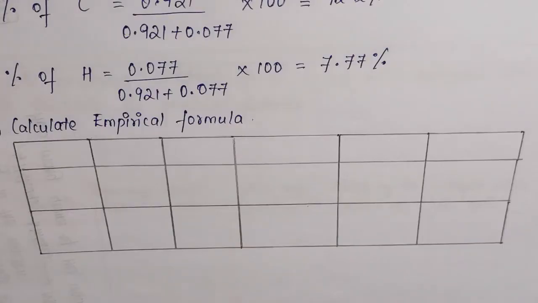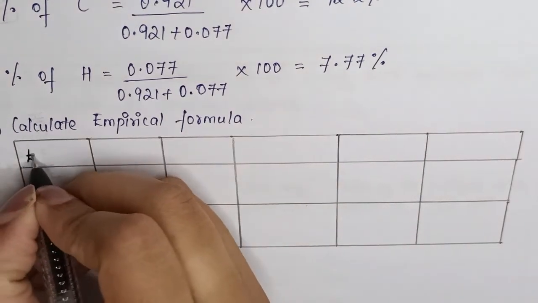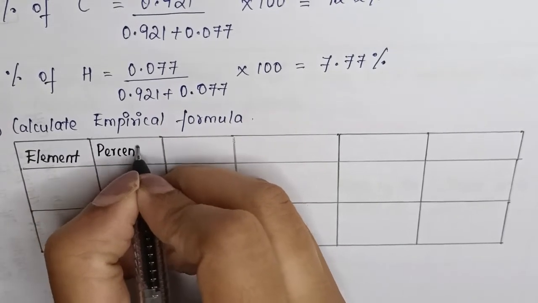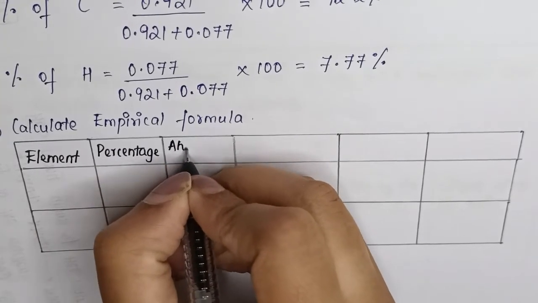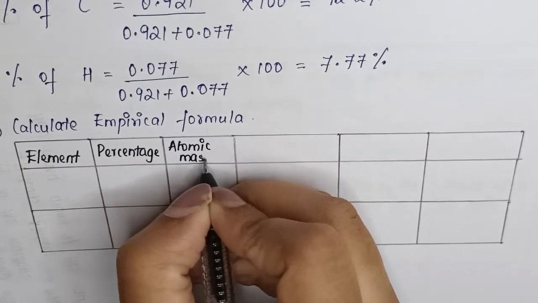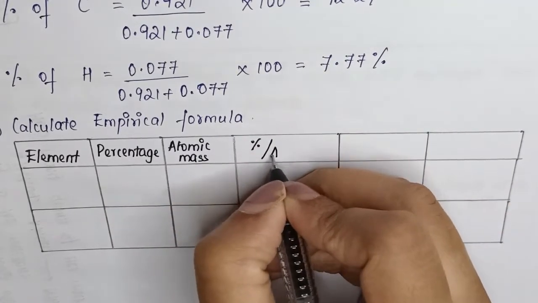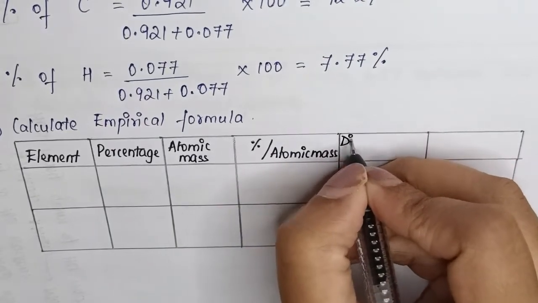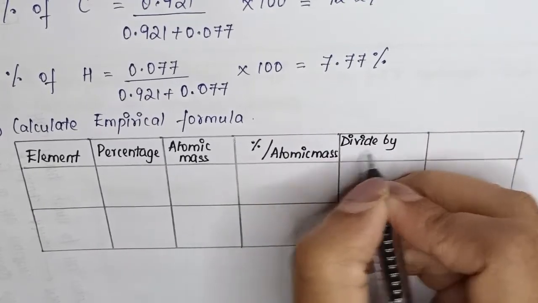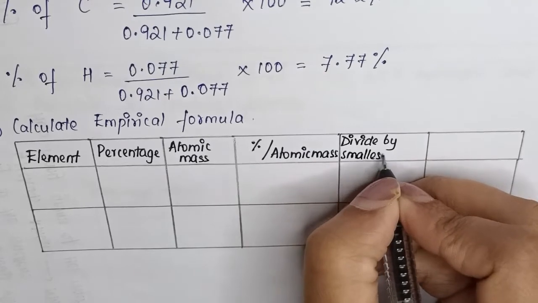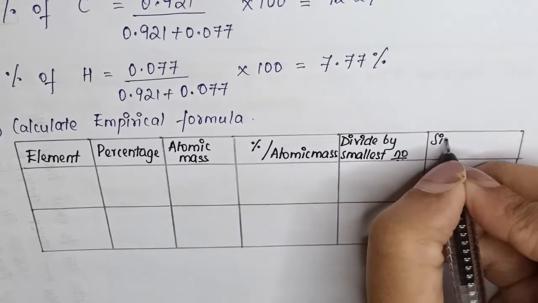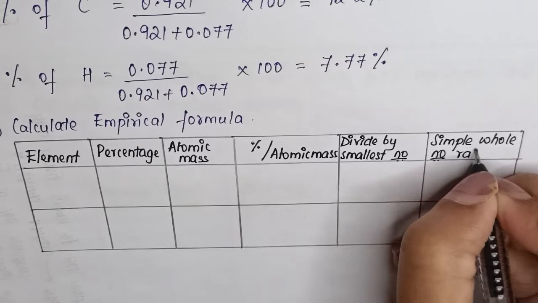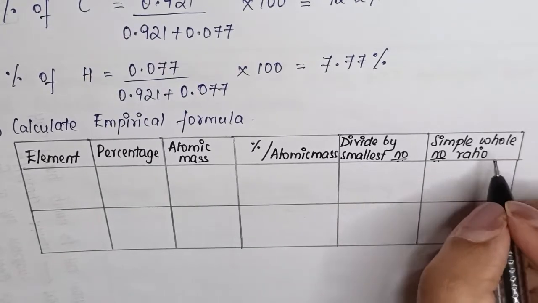So here I have a simple table to calculate. Now we will put element here, percentage, atomic mass, then we put percentage divided by atomic mass, and then you divide by smallest number, and then we have simple whole number ratio. So we'll follow this table to solve it.